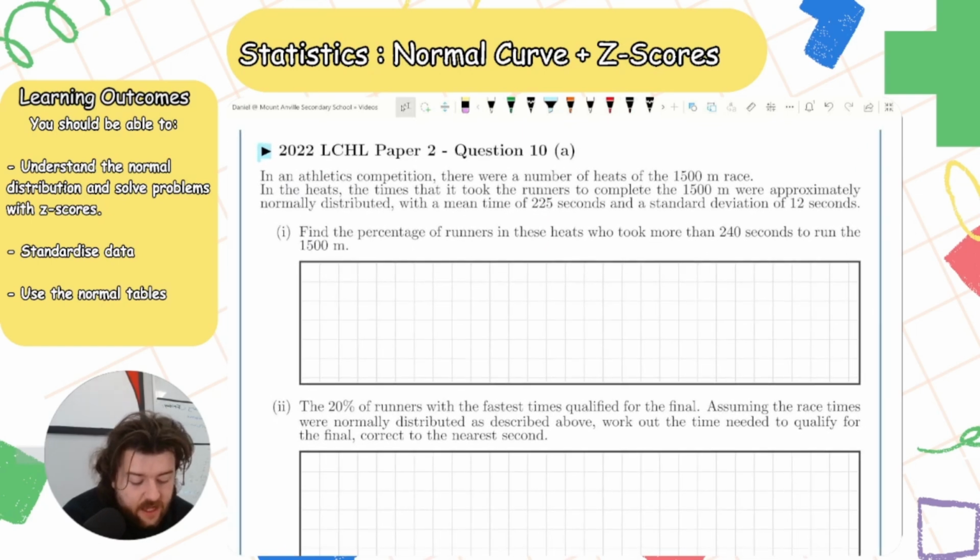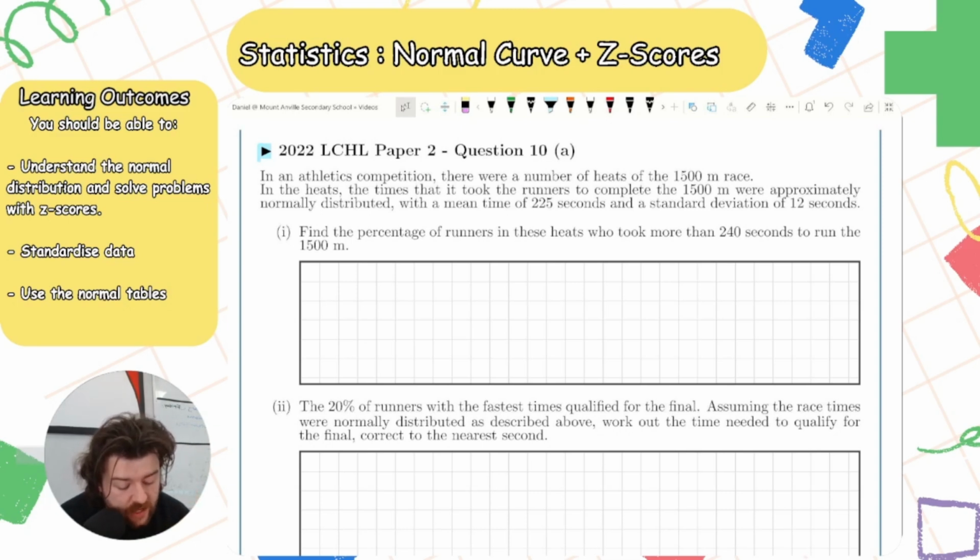In an athlete's competition, there were a number of heats of the 1,500 meter race. In the heats, the time that it took the runners to complete 1,500 meters was approximately normally distributed with a mean time of 225 seconds and a standard deviation of 12 seconds. Find the percentage of runners in the heats who took more than 240 seconds to run 1,500 meters.